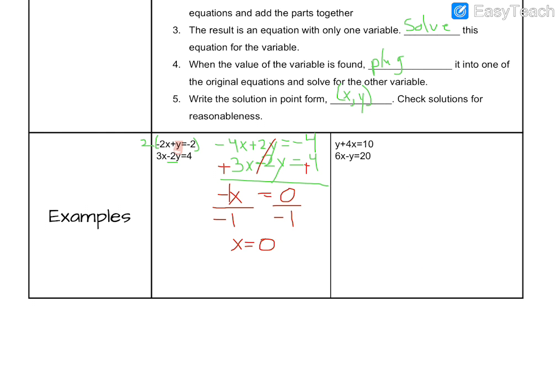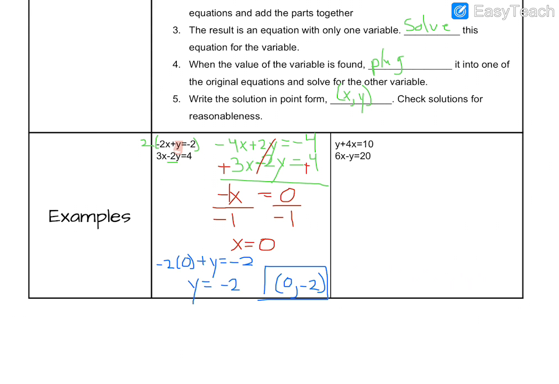And then we want to take that and plug it back into one of our original equations. It doesn't matter which one you choose. I'm going to go with the top one. So I have negative 2 times 0 plus y is equal to negative 2. Negative 2 times 0 is 0, so I'm not going to write that down. So we have y equals negative 2. We're going to write that as an ordered pair. X is first, y is second. So 0, negative 2 is my ordered pair.